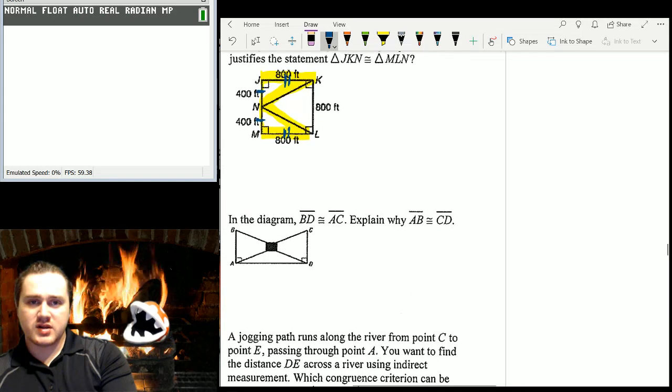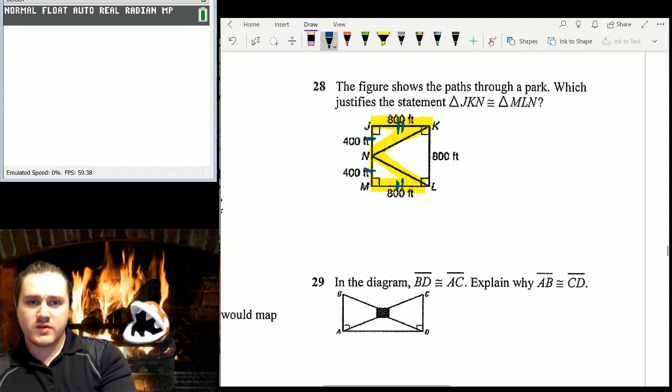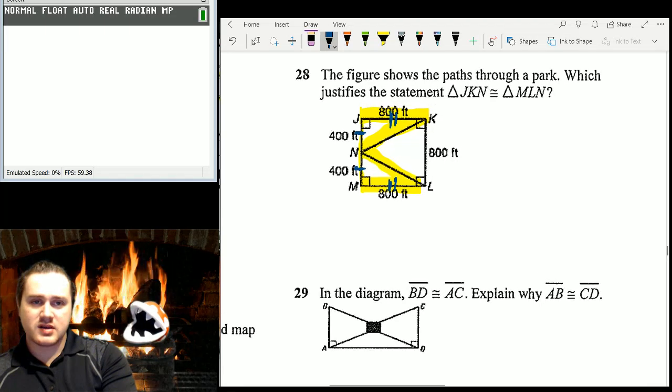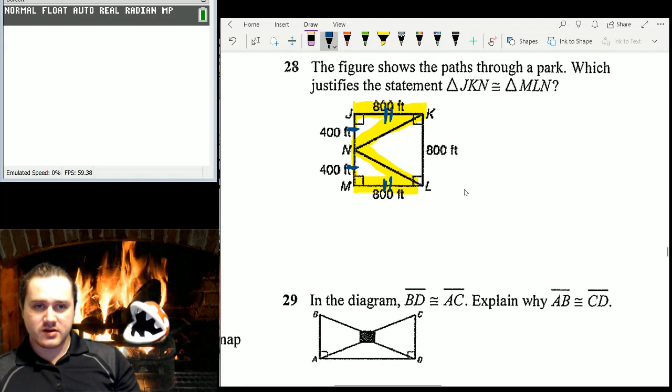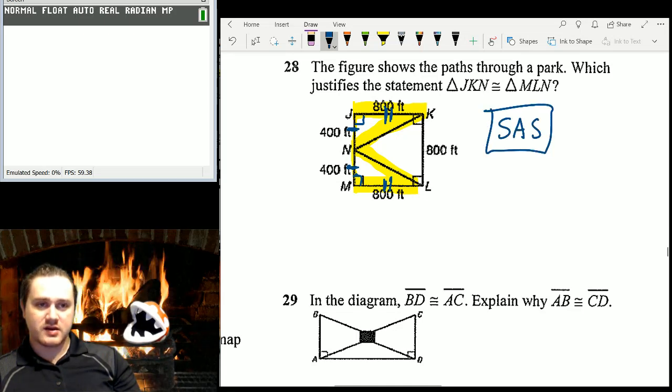Let me zoom in a little bit better for this one. So when we're looking closer at this, we actually end up having sides that are congruent with the angle between, the 90-degree angle. So notice that we have an angle between two sides. That statement would be side, angle, side. There's your answer.